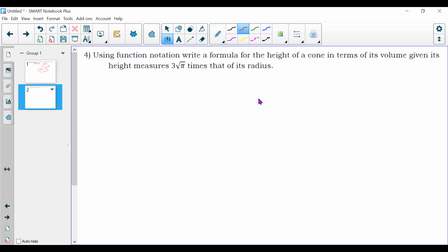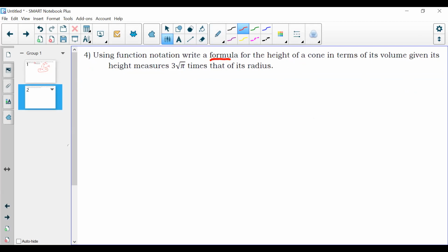So using function notation, write a formula for the height of a cone in terms of its volume, given its height measures 3 root pi times that of its radius. All right, so there's a few things going on. The first thing is that we're using function notation to write a formula for the height of a cone in terms of its volume.